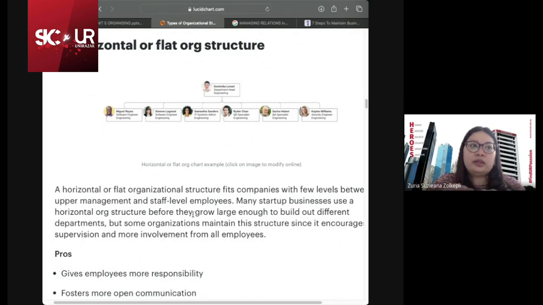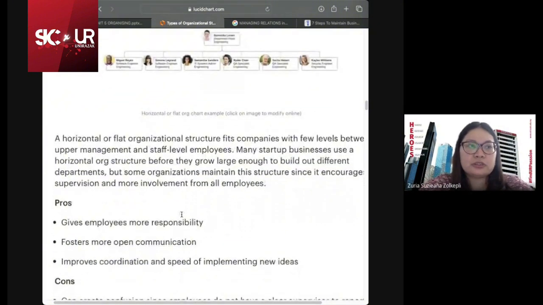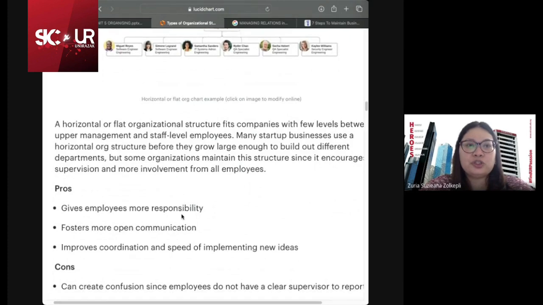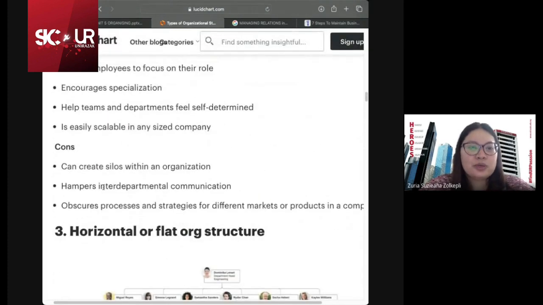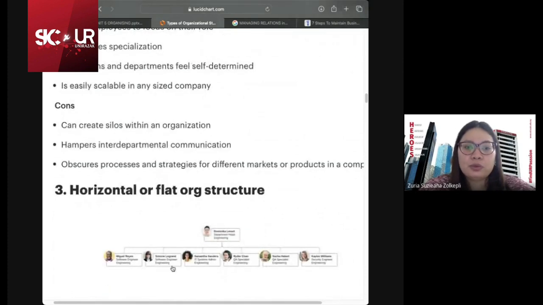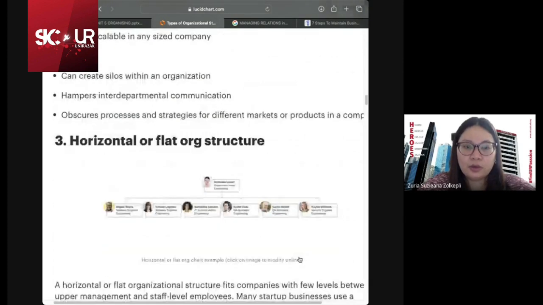It's more open communication. Compared to this one, interdepartmental communication, we do have that, but instead of interdepartmental, we have cross-functional, or in one large department, because we communicate with each other a lot.